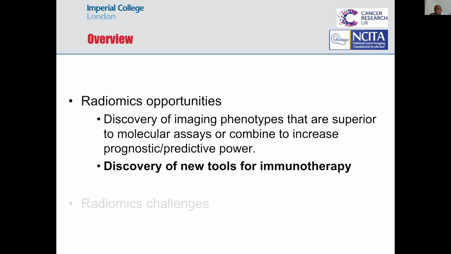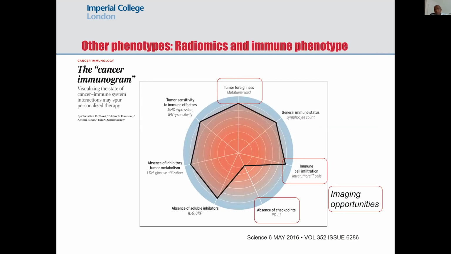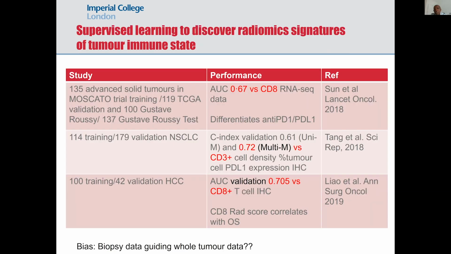So I want to talk a bit about immunotherapy. This is very topical in cancer research. This is a cartoon from Science work that Tony Ribas and others published many years ago. PET scanning is being investigated for tumor foreignness, immune cell infiltration and absence of checkpoints. But here, I think CT in particular can make an impact by looking at the tumor architecture. And a number of research groups have already investigated this. A few of those highlighted here.